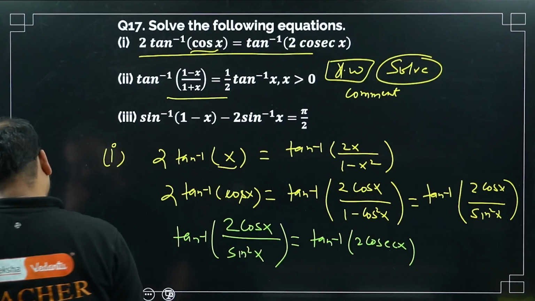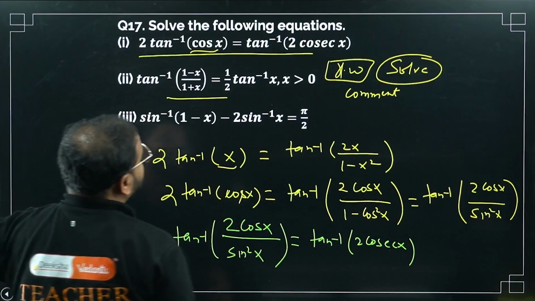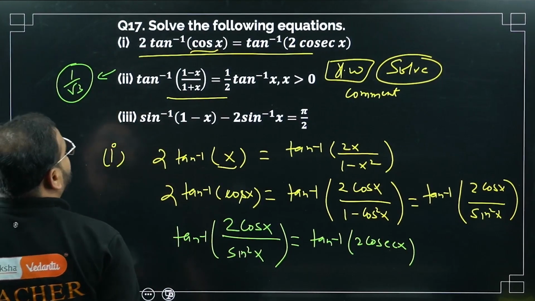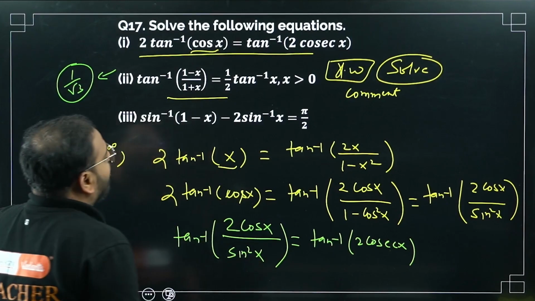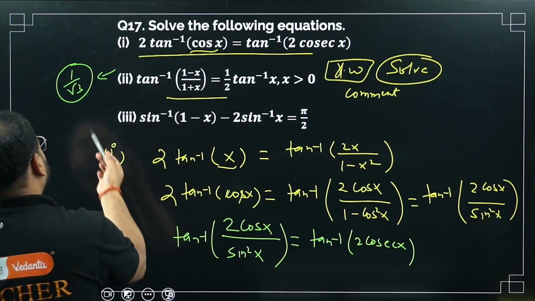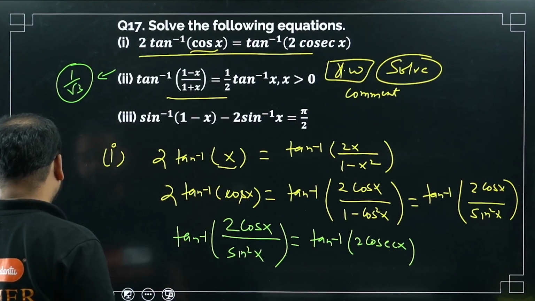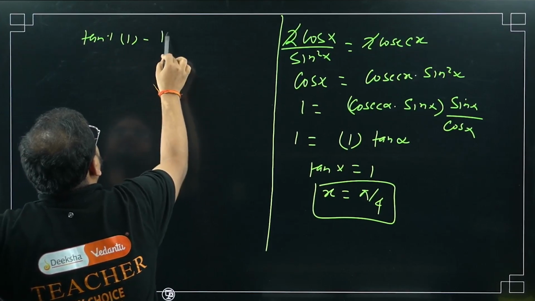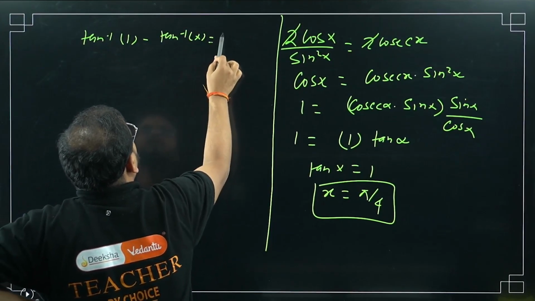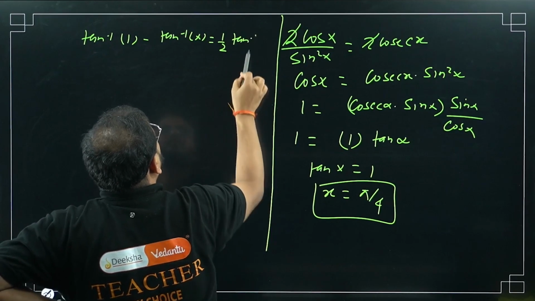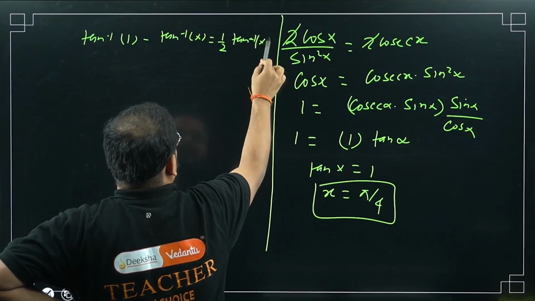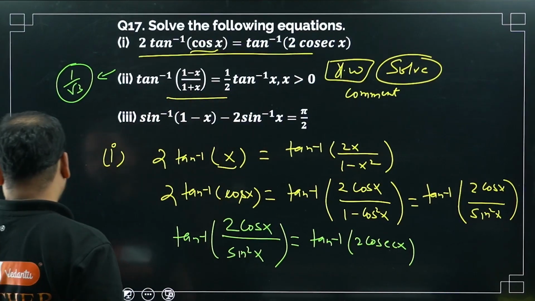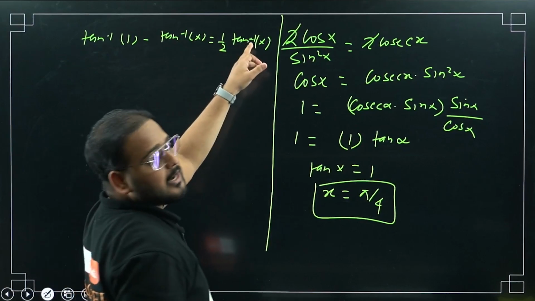Answer for the first part is pi by 4. For the second part, I think the answer was 1 by root 3. I'll give you the answer, please cross check. If you want, I can show you one step. Tan inverse of 1 minus tan inverse of x equals to 1 by 2 tan inverse of x. So I can bring this over here, it becomes 3 by 2. Correct, no?